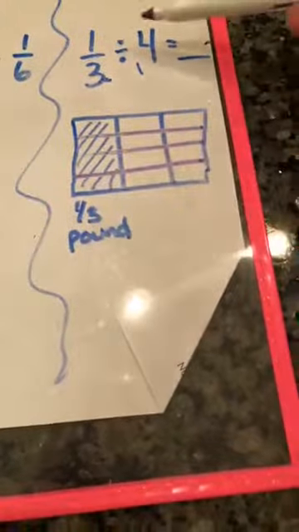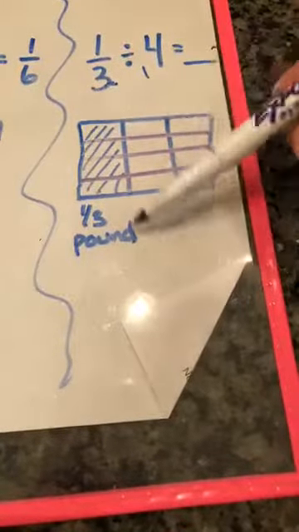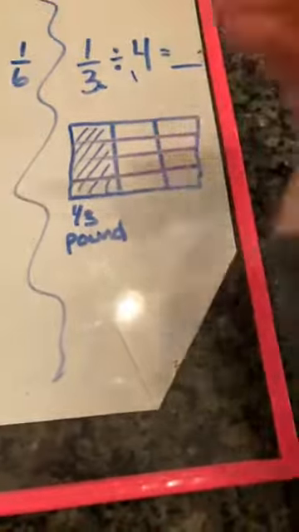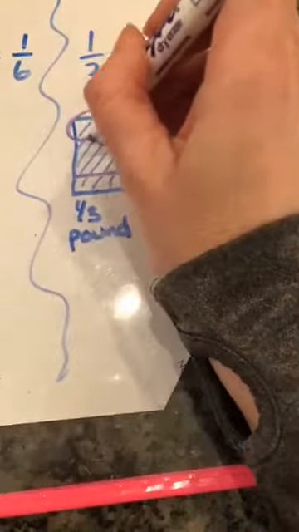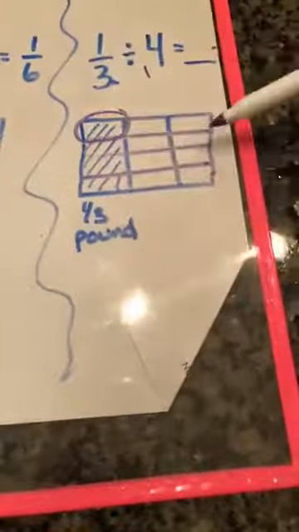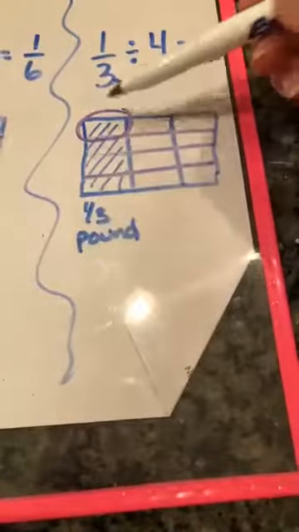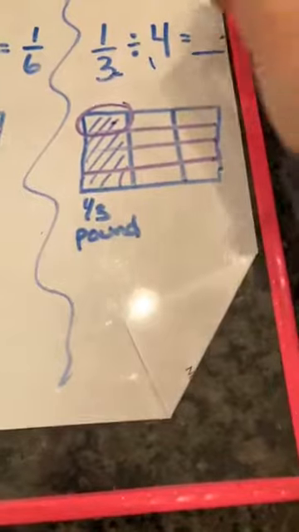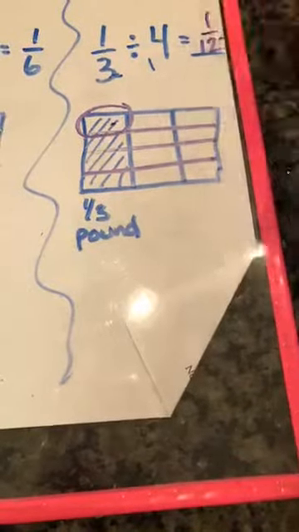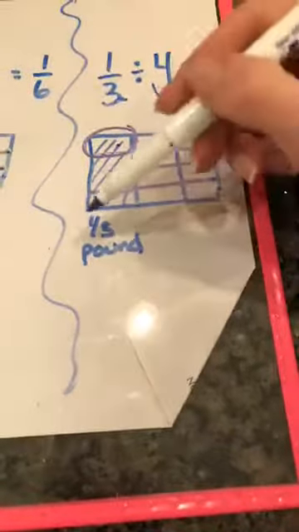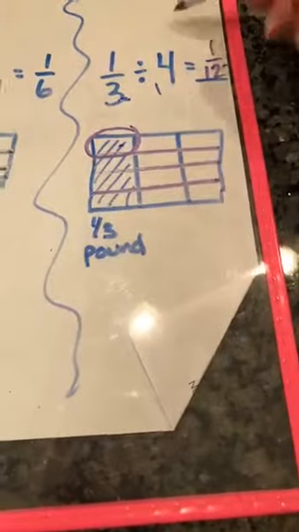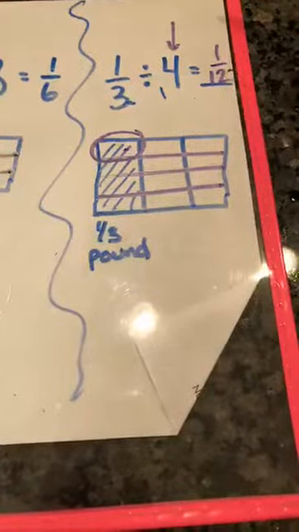Now, if you noticed how I purposefully made my 1/3 go vertically and then I partitioned it horizontally, this will allow your students to see exactly how much of your whole each child receives. And if you notice that each child will receive 1/12 of the pound of chocolate if they were to divide it among 4 of their friends.